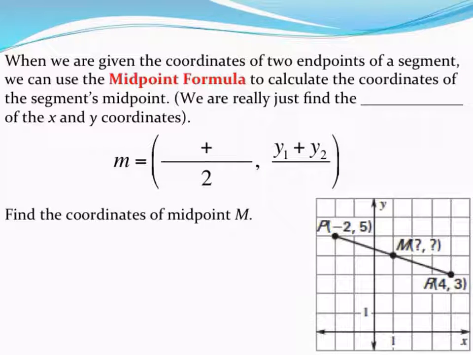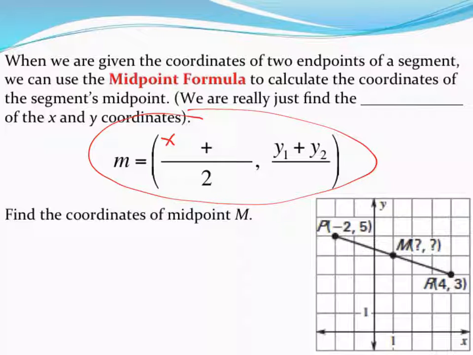When we're given two coordinates and asked to find the midpoint, we're going to use the midpoint formula, which is this right here. To finish filling it out, if you don't have it in your notes, it's x1 plus x2 divided by 2, and then y1 plus y2 divided by 2. Since we're just adding up two values and dividing by 2, all we're really doing is finding the average of the x coordinate and the average of the y coordinate.